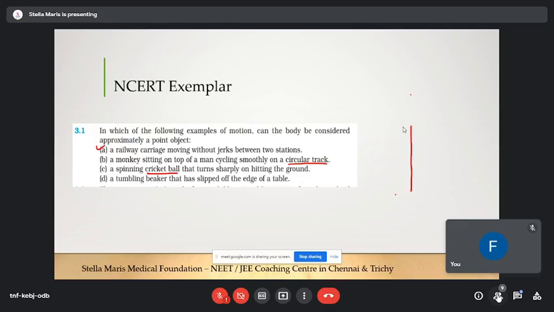Let's say it's a full toss. You know full toss, right? Yes, sir. Okay. So it is a full toss. So what happens here? It is a straight line. So a full toss will be a straight ball, right? Yes, sir. Okay. If that's the case, will it be a point object or not?